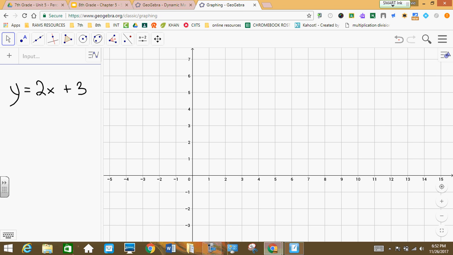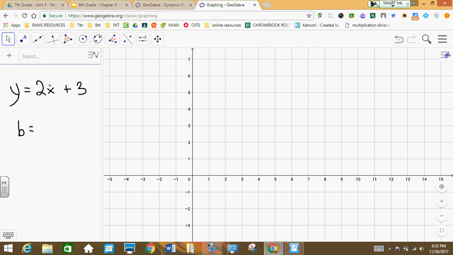Time for us to put together our knowledge of slope and y-intercept and be able to graph this weird looking equation and other equations like it. The first thing that we need to do is find our y-intercept, which, if you recall, is abbreviated with the letter B.